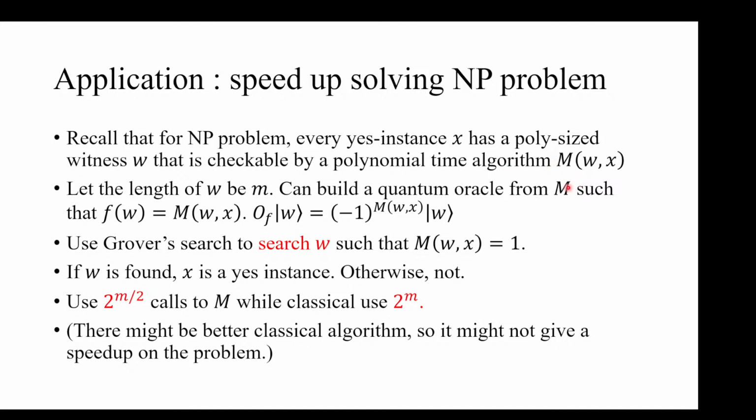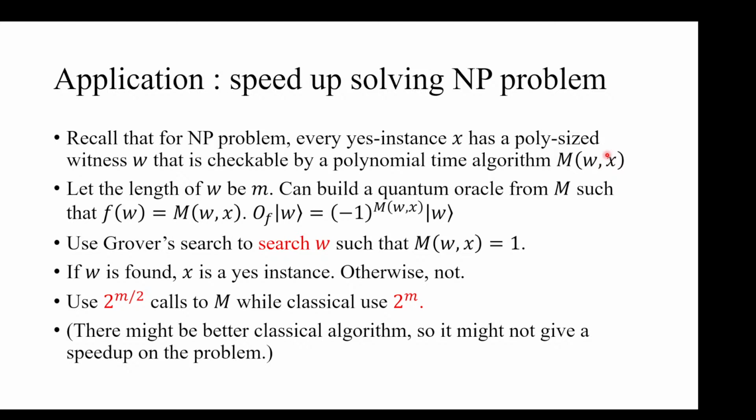Okay. And so for every yes instance x, there is a witness w such that you can check x is a yes instance by running this polynomial time algorithm M with the witness. So you can check M over (w, x) and it will tell you yes if x is a yes instance. On the other hand, for every no instance, for any w you put in this checking algorithm, it will not tell you yes.